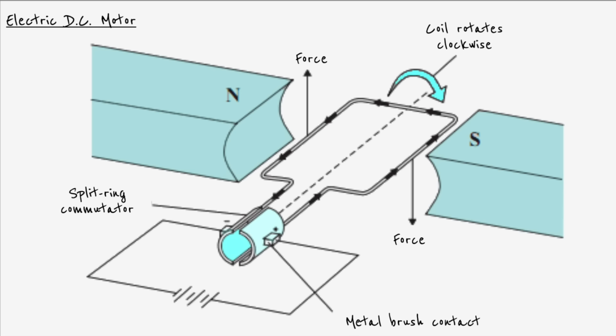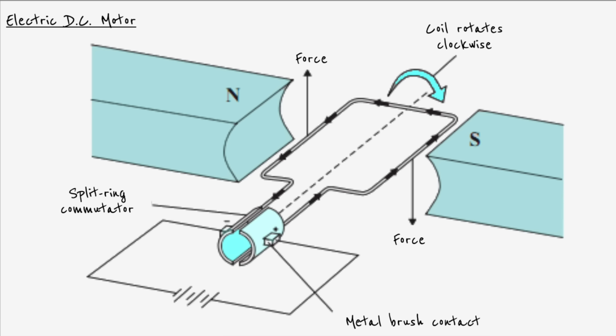Now we're going to talk about the motor effect, which is all about causing a coil of wire to move. So we need a coil of wire, we need permanent magnets. The coil of wire does need to be carrying a current. So why does the coil of wire move? Be prepared to describe this.